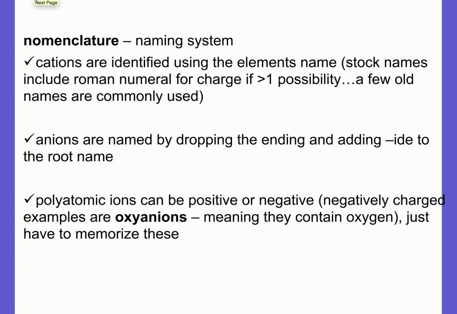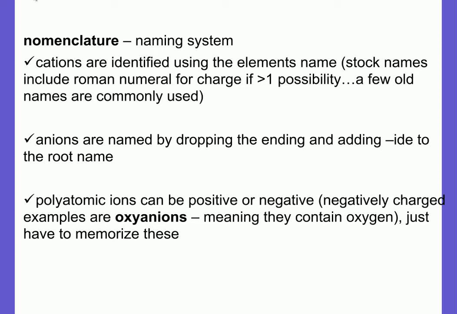Our nomenclature for ionic compounds, that's just your naming system. We're going to start out by identifying the cation just with the element's name. Stock names might be necessary if there's more than one charge, remember, because I can have iron 2 or iron 3. Sometimes we're going to use some old names, remember, because I could also call the iron 2 ferrous, iron 3 ferric.